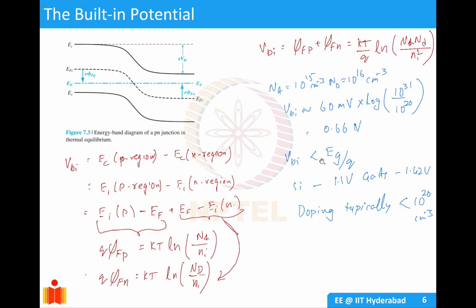So the built-in potential is less than your band gap. For silicon, the band gap is 1.1 eV, and for gallium arsenide, it's 1.42 eV. So your built-in potential is generally less than your band gap, and the doping is generally less than 10 per 20, because at 10 per 20 your non-degenerate approximation breaks down. Hence, we generally keep the doping less than 10 per 20.